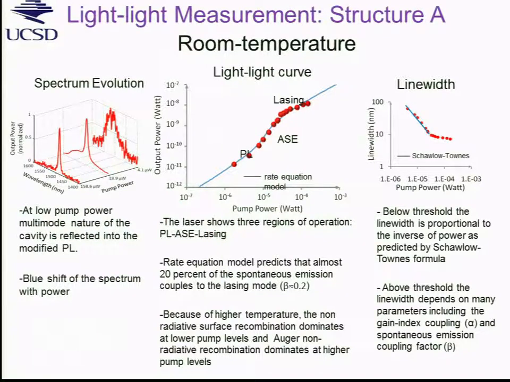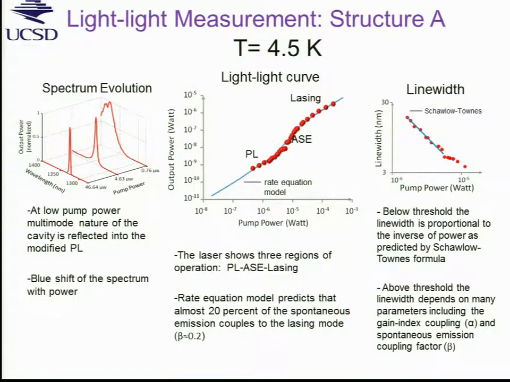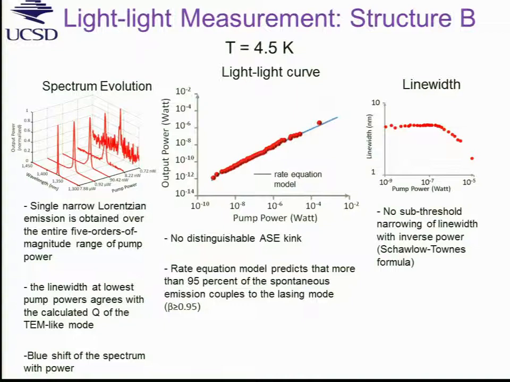So here are some results. At room temperature, the larger structure A, this is the spectral evolution, this is the typical lasing, and the blue curve is the prediction from the rate equation. So you clearly see the PL, the ASE, and the lasing. When you reduce temperature, the kink gets shorter, but still very similar behavior. However, when we turn on the smaller structure that supports only one mode, although at 4 degrees K.